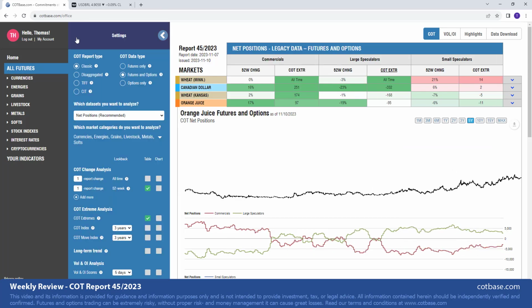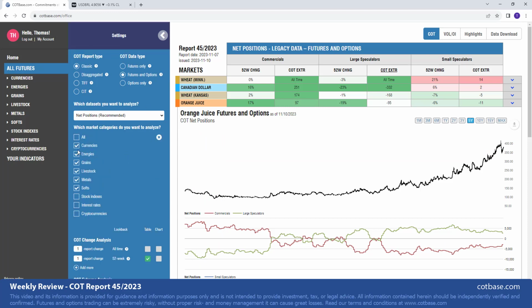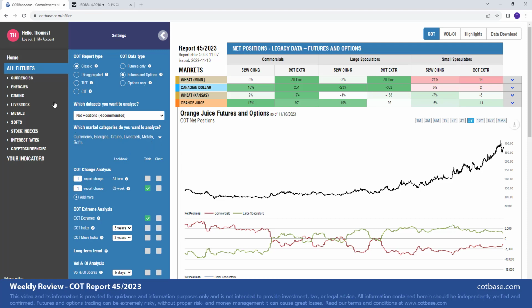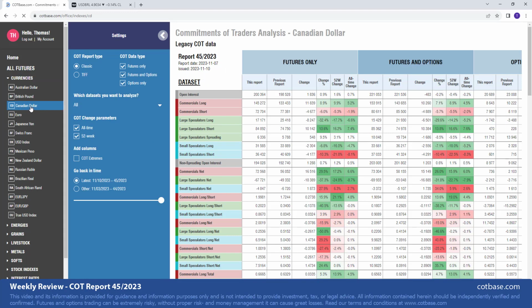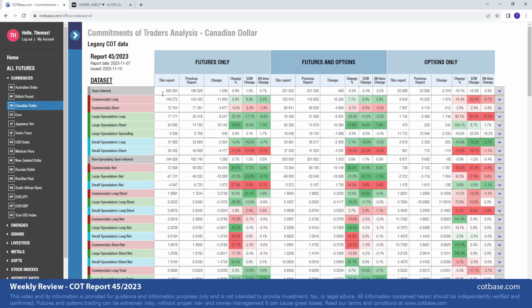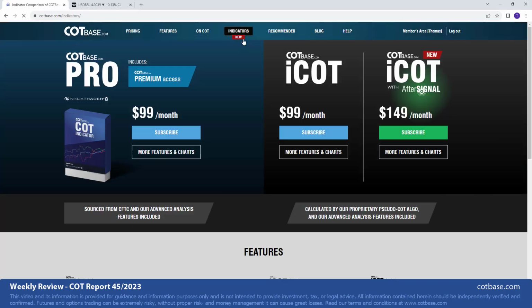Anyways, that's going to be all for this review. Of course, there's more to do here at COTBase.com. You can look at all the market categories. I'm just showing you a few. You can dig into specific markets if you wish. We talked about the Canadian dollar. You can click here and analyze any data type. And of course, chart these as well. If you wish, with the pro membership, you can also download the data. And as I said, we have the wonderful iCOT Intraday Indicator, very unique approach to trading.